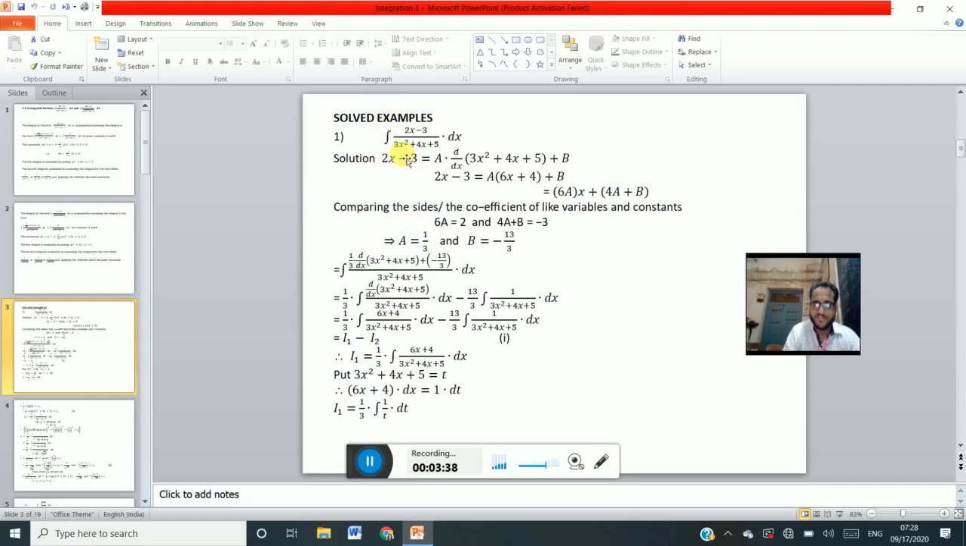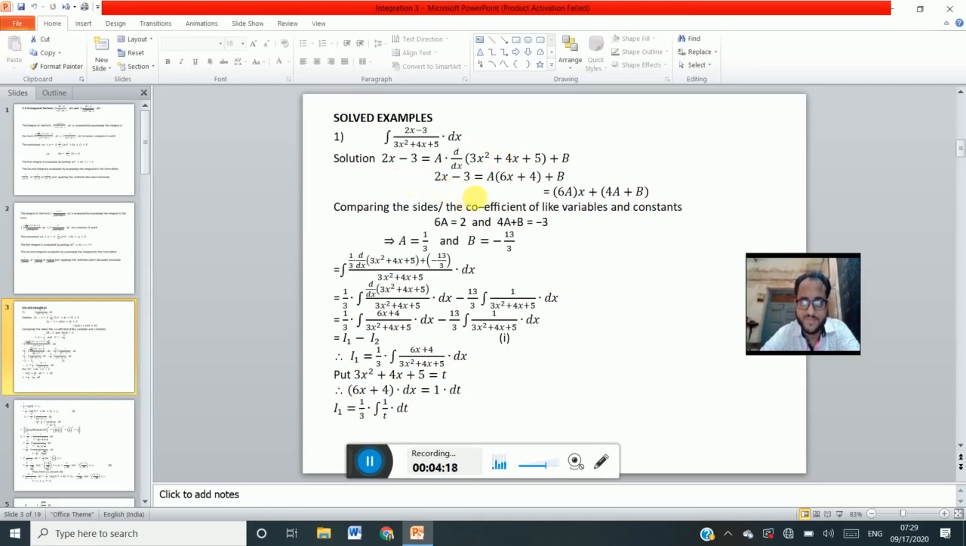See, the example is this: evaluate integration 2x minus 3 upon 3x square plus 4x plus 5. Actually this is in the form of px plus q upon ax square plus bx plus c. This is a standard form. Now, as per the steps involved in this type, we have to replace the numerator as A into derivative of denominator plus B. That is, 2x minus 3 is replaced by capital A into derivative of 3x square plus 4x plus 5 plus capital B. Now we have to find the values of A and B by equating the coefficients of like powers. That is, first of all solve this.